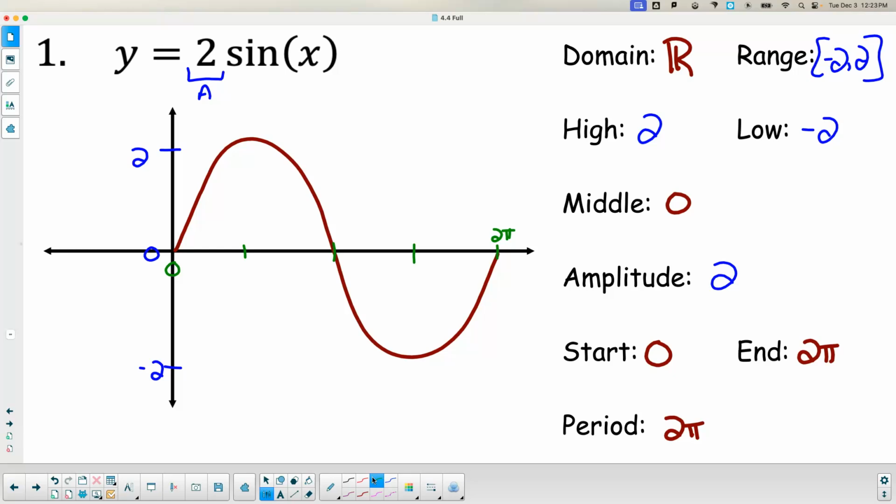Halfway from 0 to 2 pi is pi. Halfway from 0 to pi is pi over 2. And halfway from pi to 2 pi is 3 pi over 2. Okay? It's 3 averages.